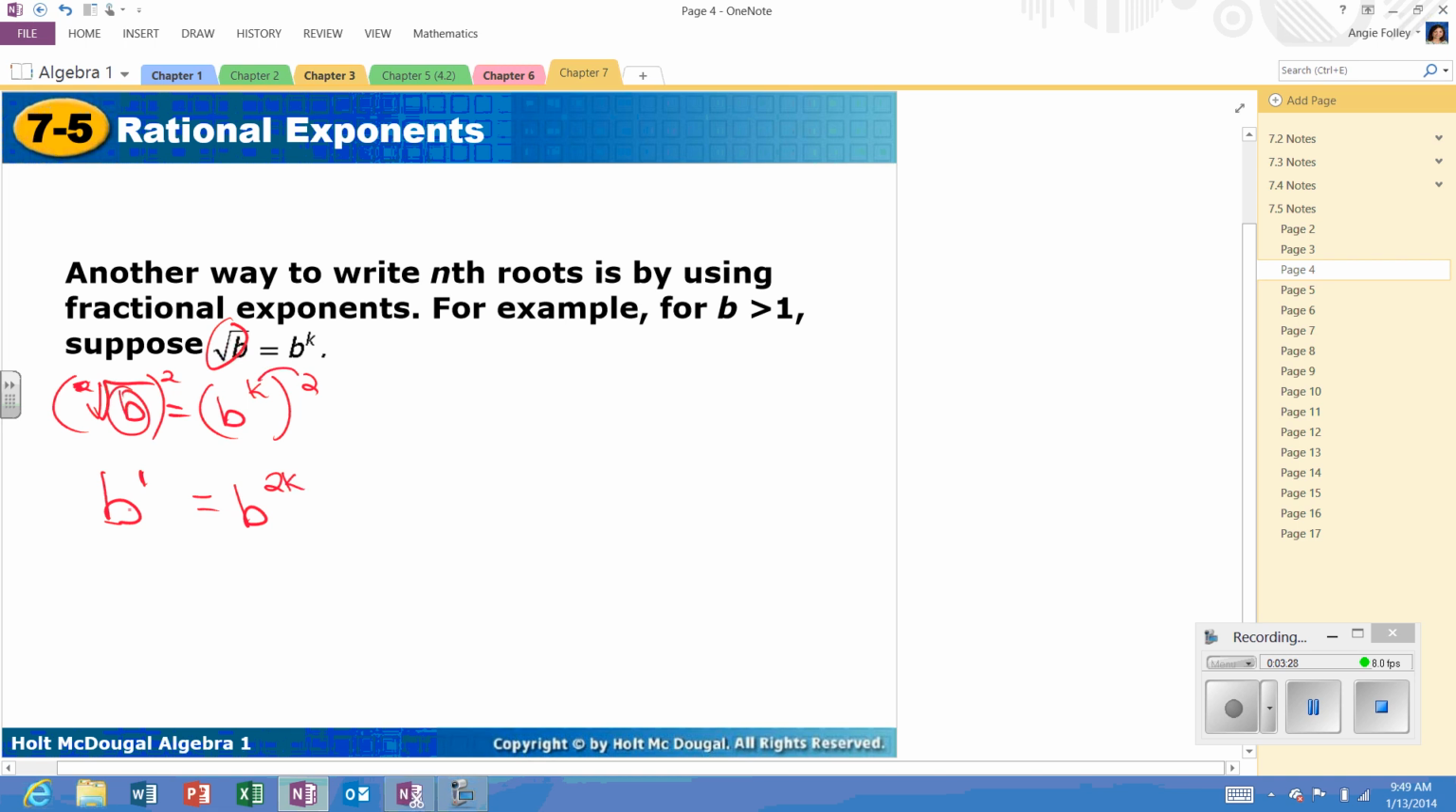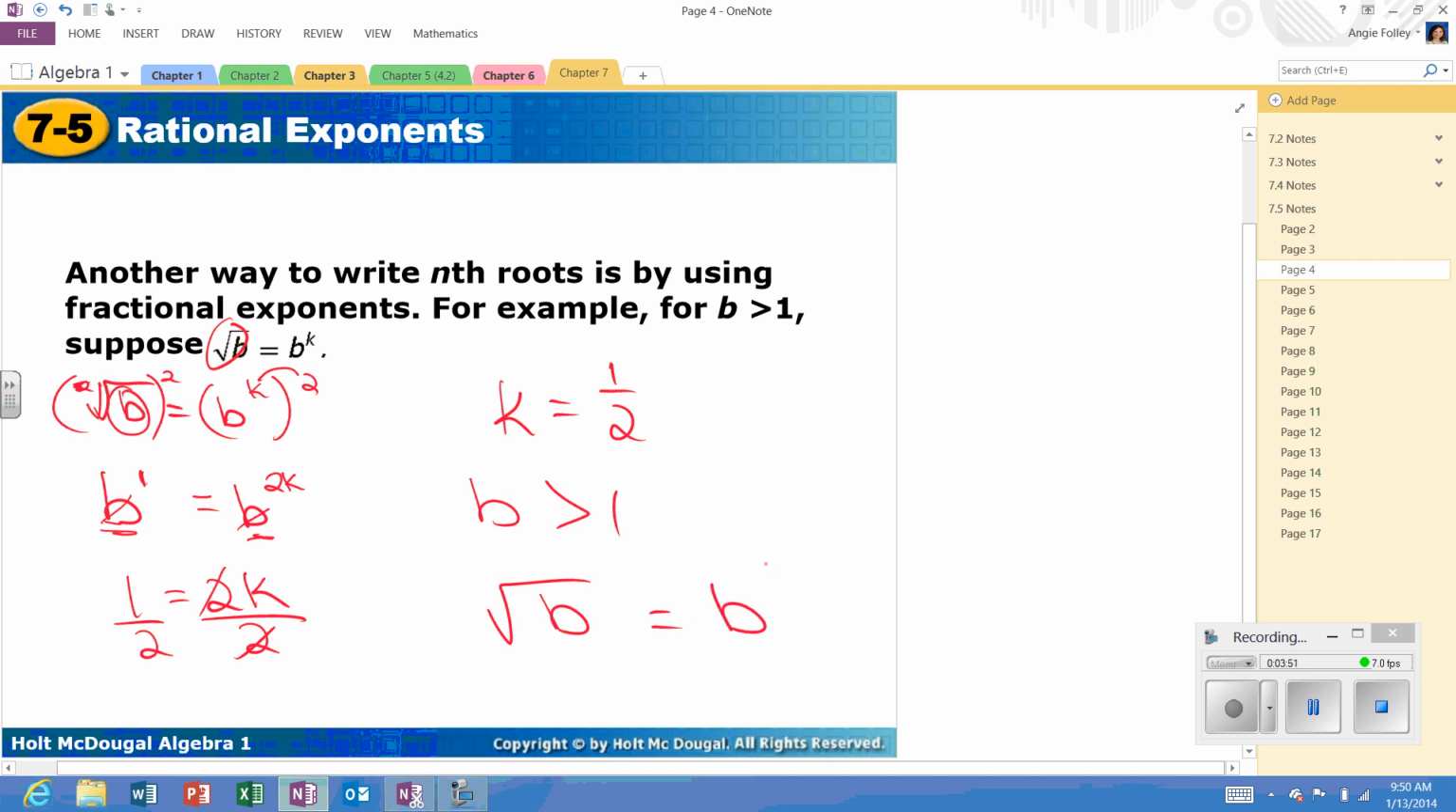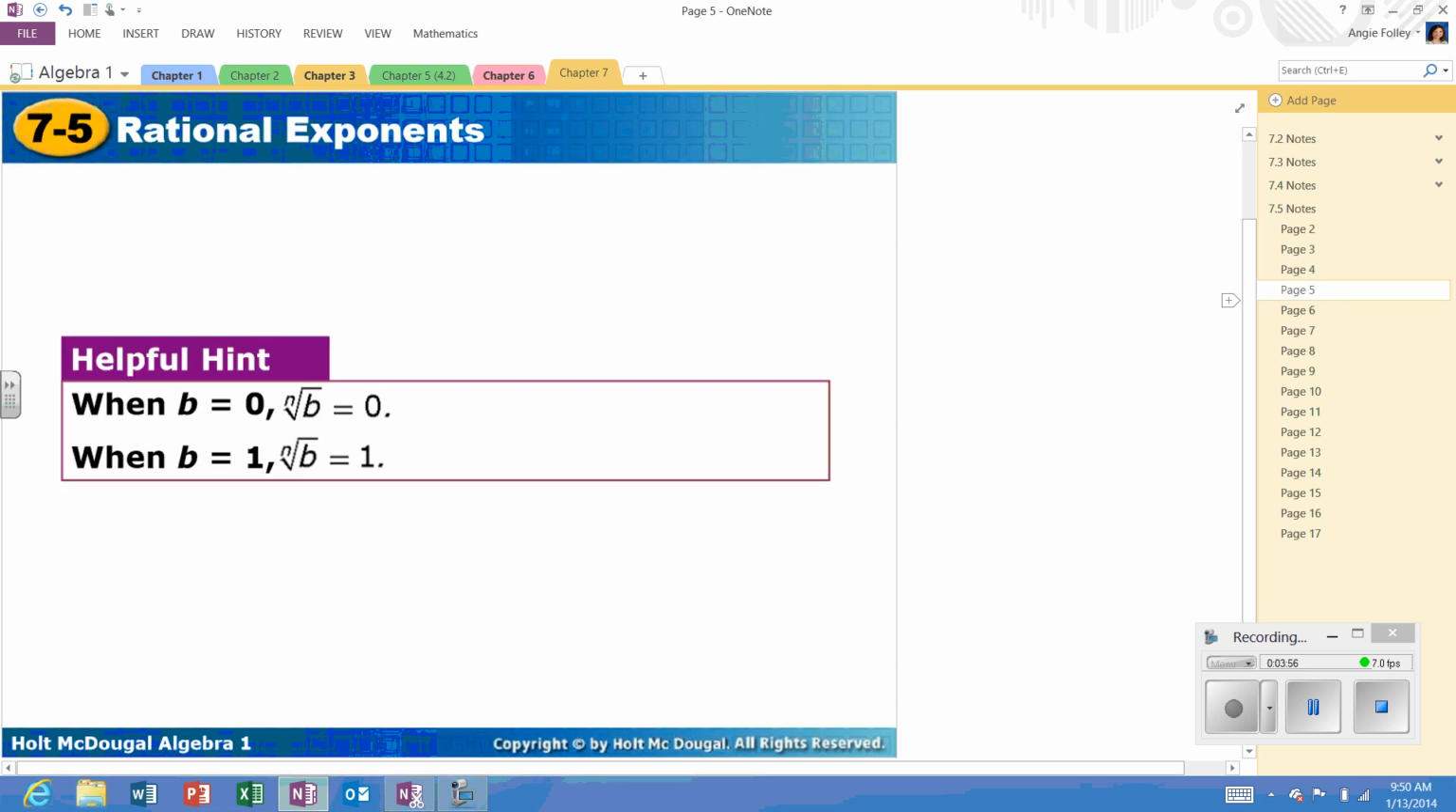Now, because these have the same base, I can cancel those and get 1 equals 2k. If I divide both sides by 2, I'll get that k is equal to 1/2. So when b is greater than 1, the square root of any number b is the same thing as that number to the 1/2 power. When b is 0, whatever that root is just going to be 0, and when b is 1, whatever the root is, it'll just be 1.